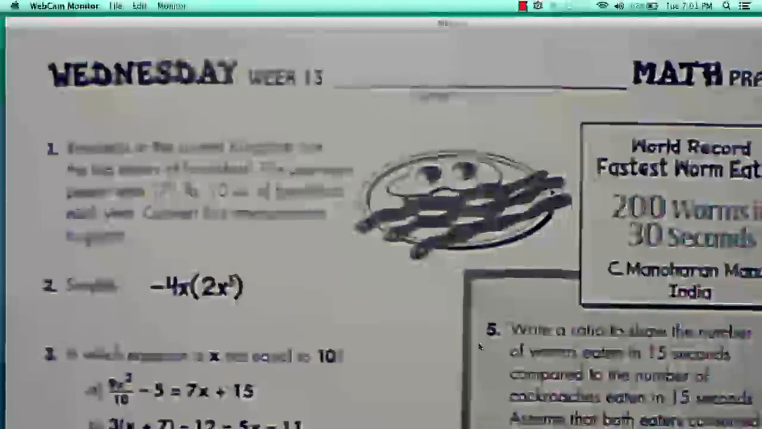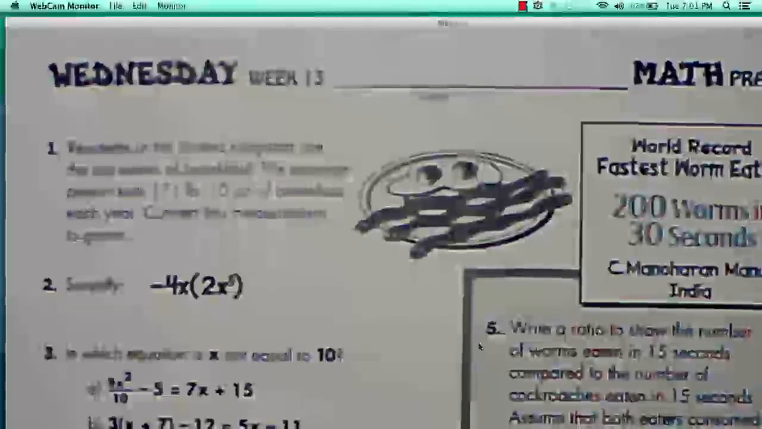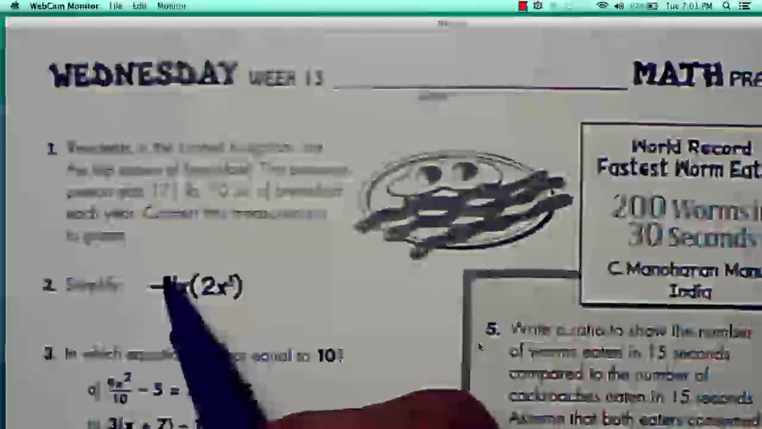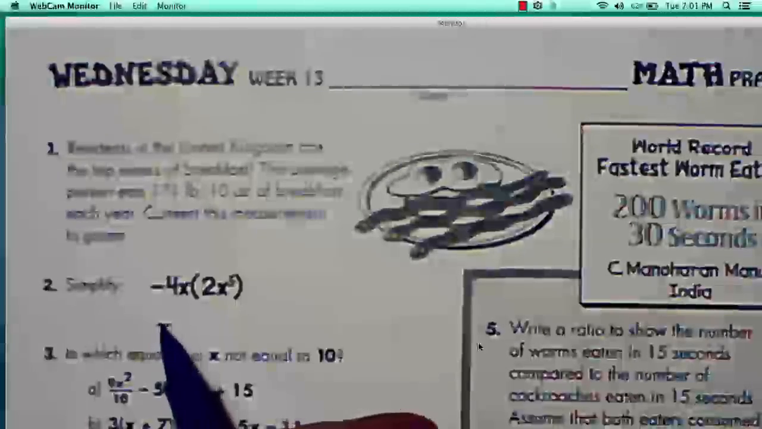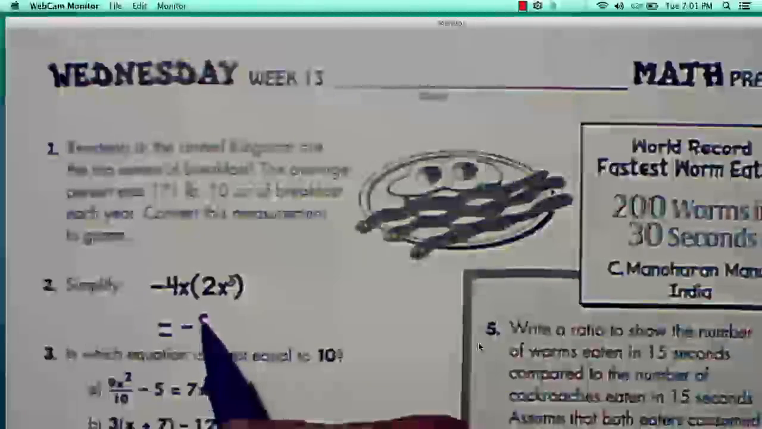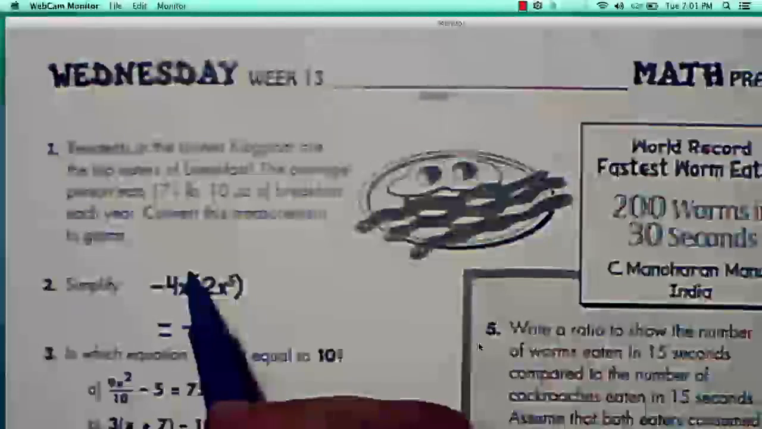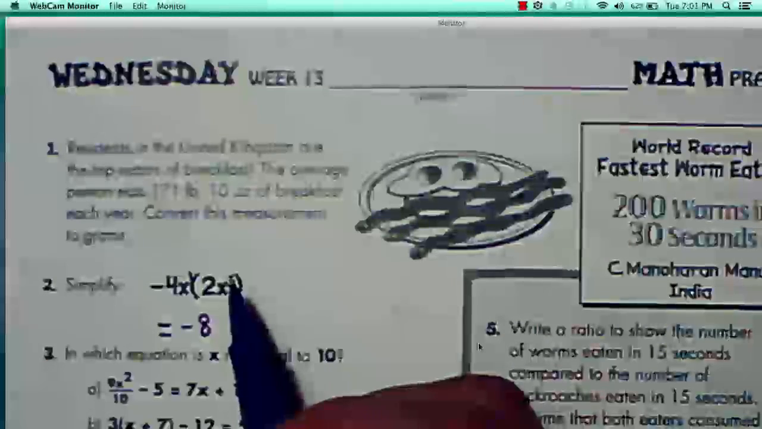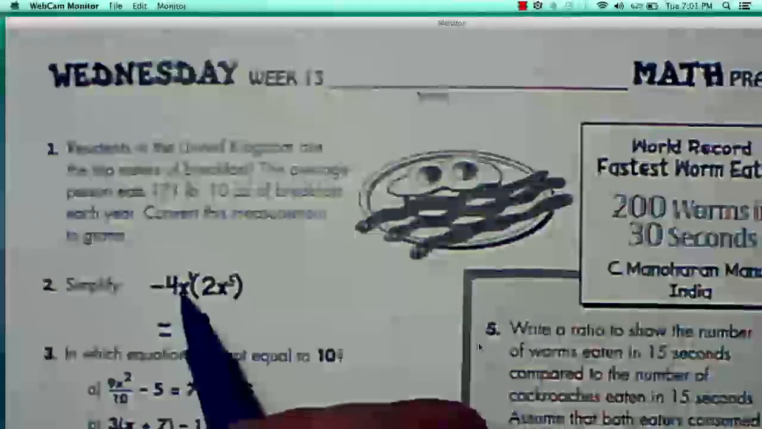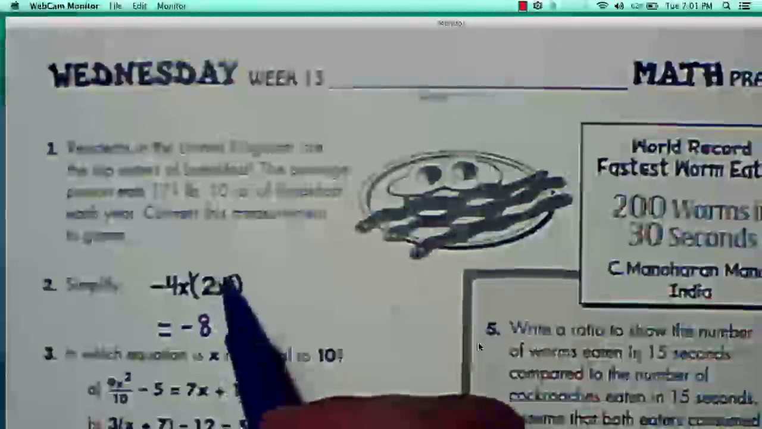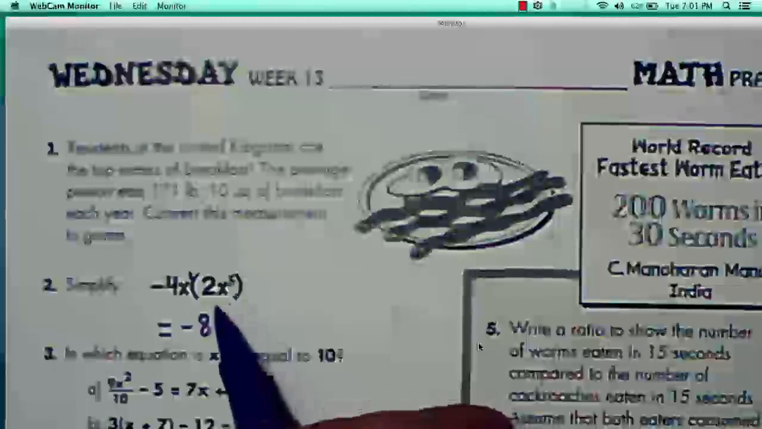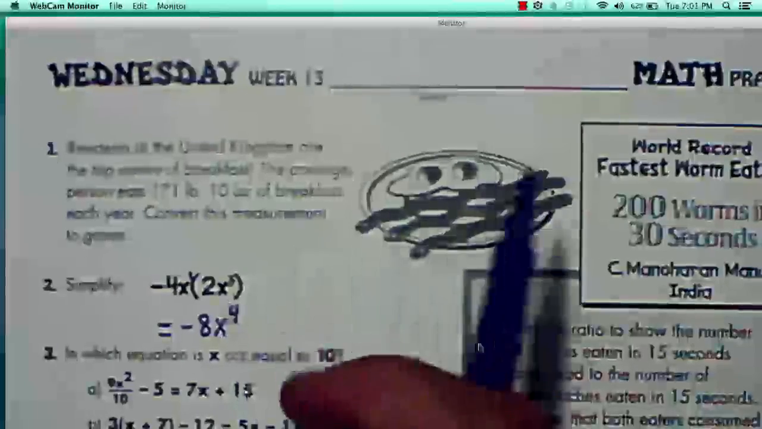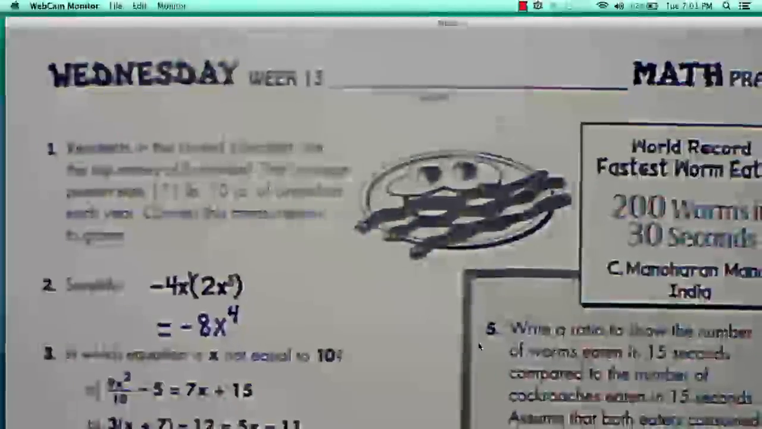Number 2 says simplify -4 times 2x to the third power. In this case, we will multiply the coefficients, -4 times 2. That yields a -8. And we have x to the first power times x to the third. Well, using our product rule, whenever the variables are the same, we can add our exponents. So x to the first times x to the third becomes x to the fourth.